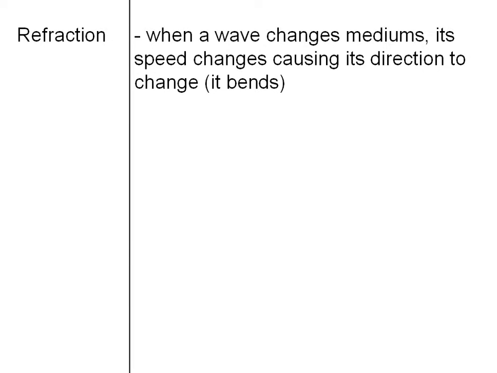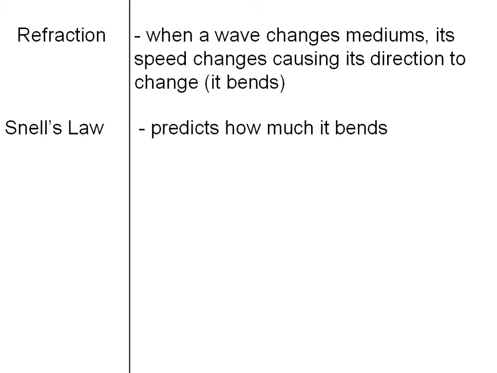For light that transmits and goes through, it is subject to refraction. When a wave changes mediums, its speed changes and it causes its direction to change. It bends. Snell's law predicts how much it's going to bend. This is Snell's law. N times the sine of the angle equals N times the sine of the angle.